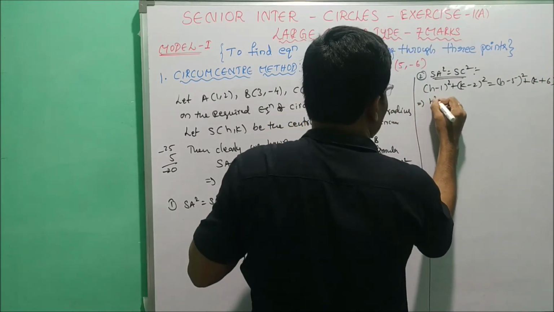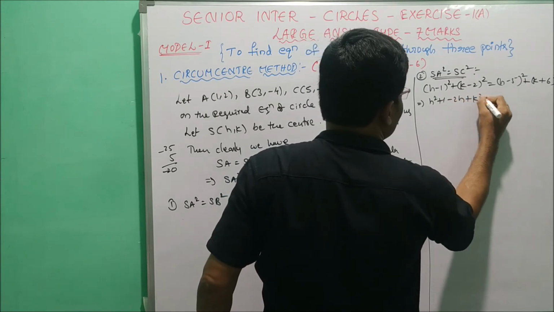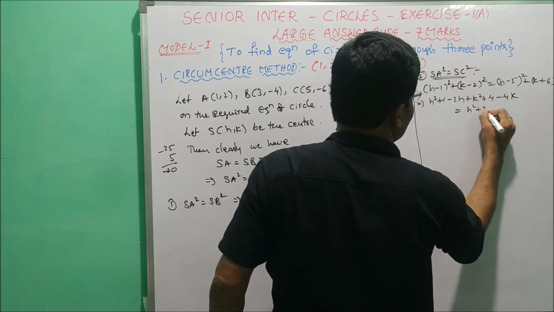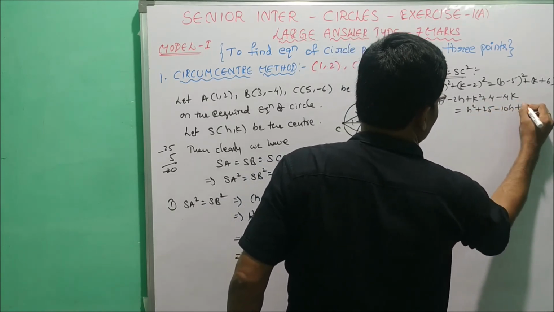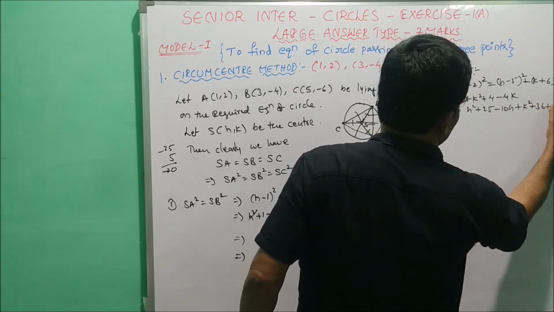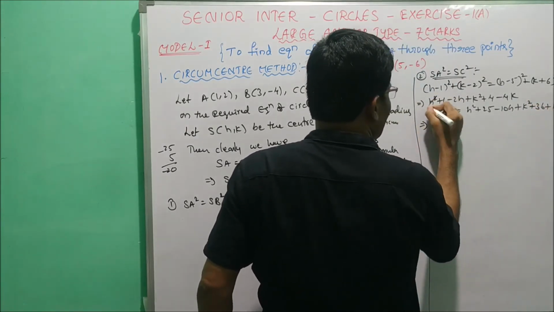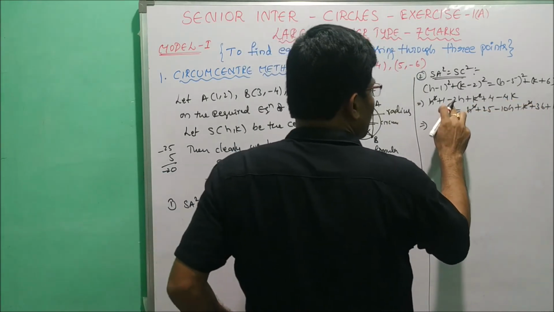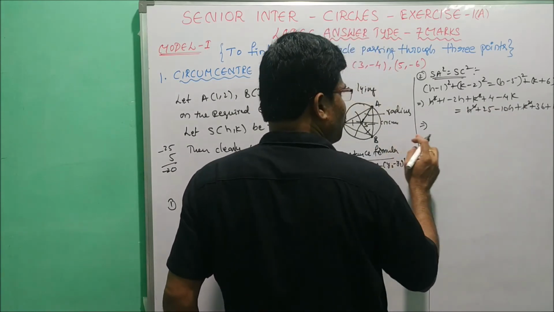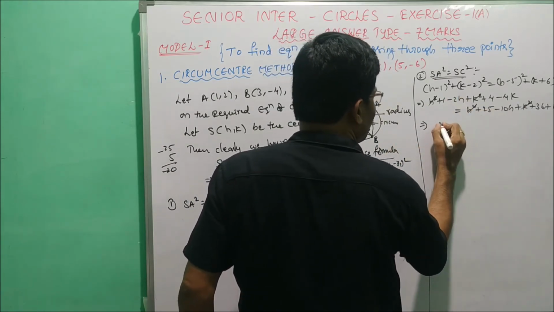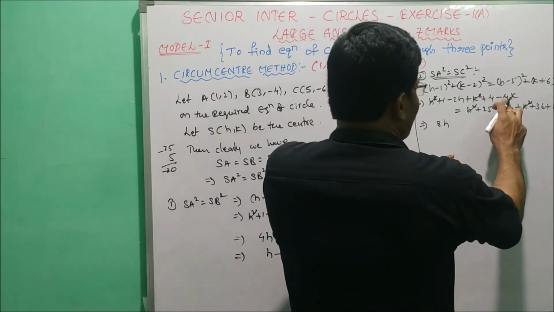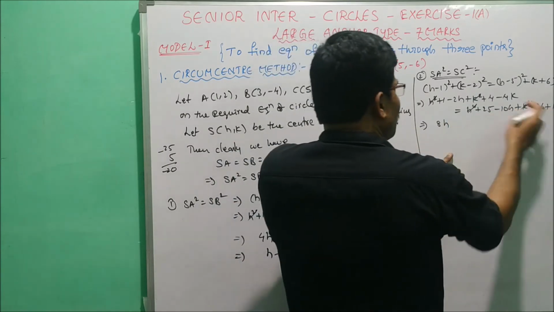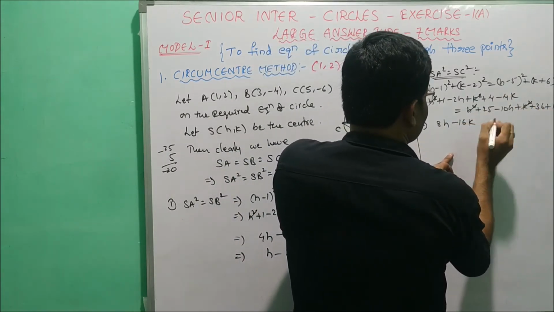Here it can be simplified: h square plus 1 minus 2h plus k square plus 4 minus 4k. On the right side, h square plus 25 minus 10h, plus k square plus 36 plus 12k. Now h square and k square on both sides will be cancelled. Minus 10h taken to the left side, plus 10h minus 2h means 8h. Minus 4k on the left side, on the right side plus 12k. Taken to the left side, minus 12k minus 4k, that is minus 16k.